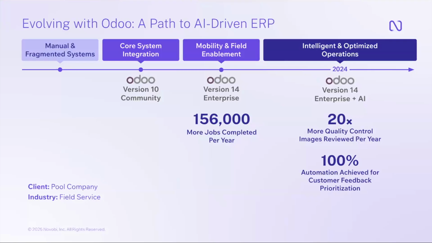The AI quality check system enabled them to review 20 times more images for potential quality issues, significantly improving issue detection accuracy. And then there's a sentiment analysis agent that has fully automated the triage and prioritization of incoming customer messages, making sure that their team takes appropriate action to address urgent customer requests in a timely manner, which used to be a problem in the past.